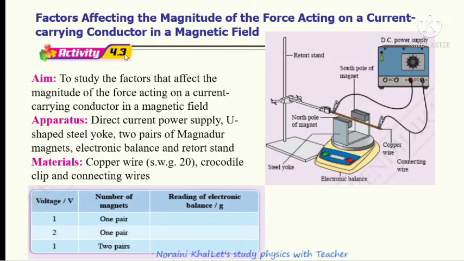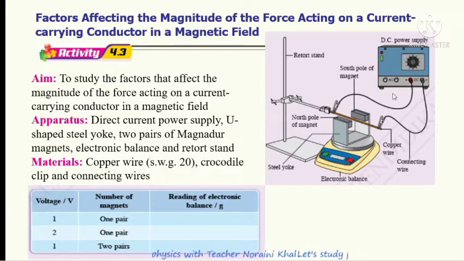Let's look at activity 4.3. So this is to study factors that affect the magnitude of force acting on a current carrying conductor in a magnetic field. Apparatus required is direct current power supply, U-shaped steel yoke, 2 pairs of magnets, electronic balance, and retort stand. Materials required is copper wire, crocodile clip, and connecting wire. Clamp the copper wire to the retort stand so that it will stay in between the two magnets.